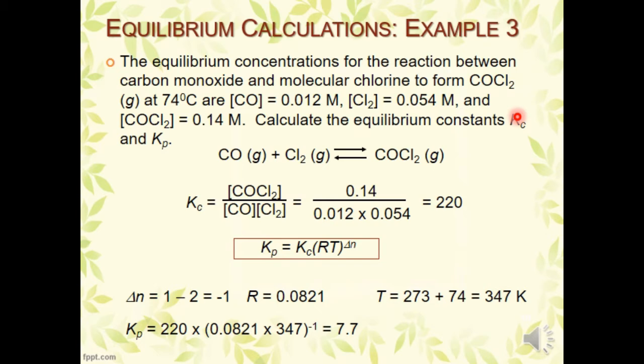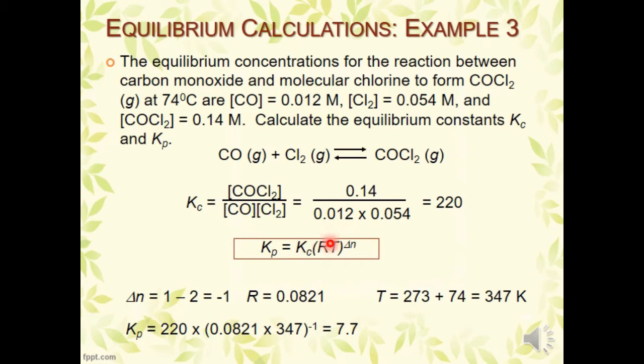Remember the relationship between Kc and Kp. Kc and Kp are related this way here. First of all, let us calculate Kc because concentrations are given instead of pressure. Don't forget the coefficients if they are involved. Since every species is 1 mole, the Kc value is 220. Substitute this value into here.